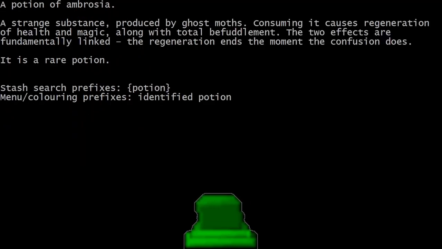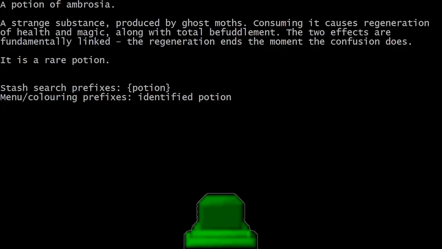It's a strange substance produced by ghost moths. Consuming it causes regeneration of health and magic along with total befuddlement. The two effects are fundamentally linked. The regeneration ends the moment the confusion does. It is a rare potion. Ambrosia is a very interesting consumable. It is definitely not the most common of consumables.